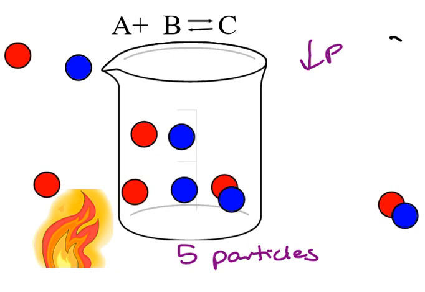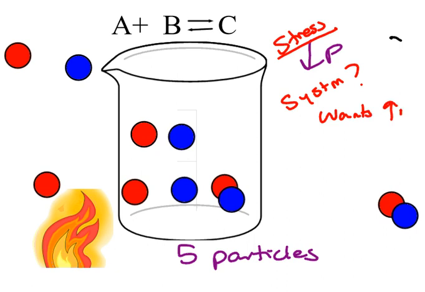The system goes, if this is my stress, which was to reduce the pressure, what does the system want to do? Well, the opposite of the stress. The system wants to increase the pressure. It wants to put it back. And the only way it can do that is it has to make more particles of gas. It has to make more moles of gas. And which way does it do that? Well, it does that by following the reverse reaction.